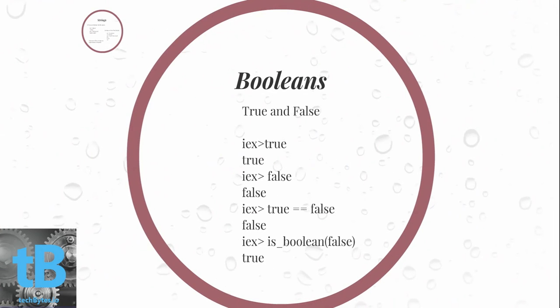Booleans. Of course, you can't have a programming language that doesn't support Booleans, so of course Elixir supports Booleans. Here you can try it out. You can type in true, get true, type in false, get false. And if you type in true == false, of course that turns out to be false. is_boolean is also a native function to Elixir as well.